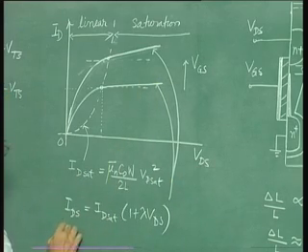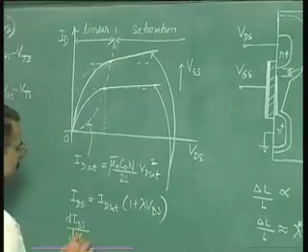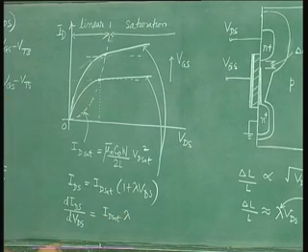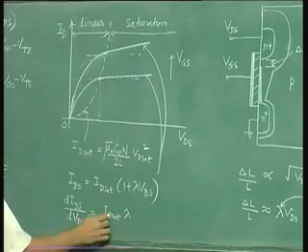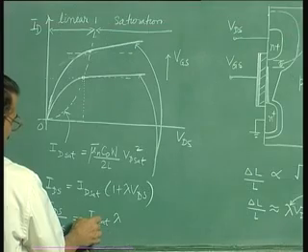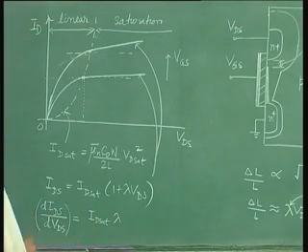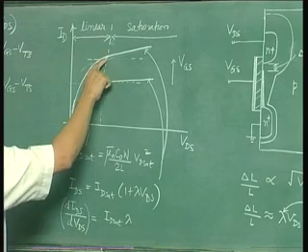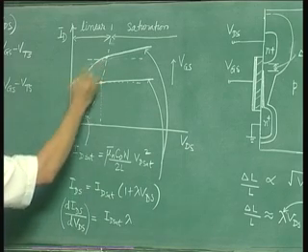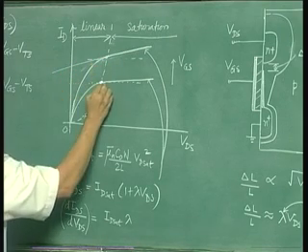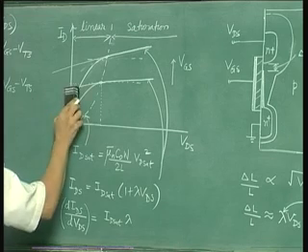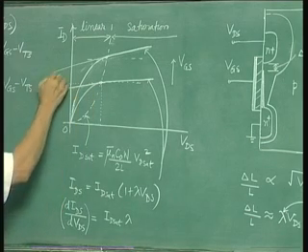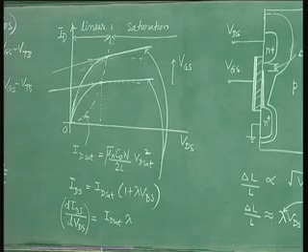So from here it is clear that dIDS by dVDS is equal to ID sat into lambda. Since lambda is a constant, but ID sat increases with VGS, therefore the slope dIDS by dVDS, which is the slope of this line, increases with VGS. In fact, it increases proportional to this current ID sat, and as a result, if you extend all these lines back like this, you will find that these lines will tend to meet this particular voltage axis at a common point.